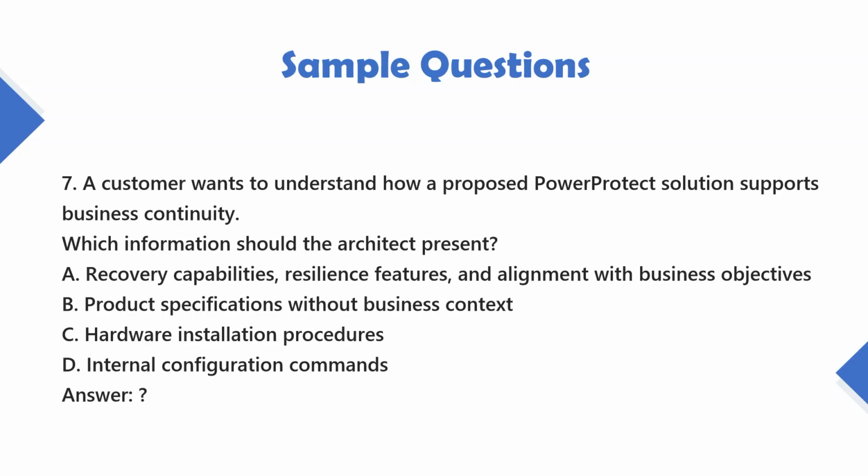7. A customer wants to understand how a proposed PowerProtect solution supports business continuity. Which information should the architect present? A. Recovery capabilities, resilience features, and alignment with business objectives. B. Product specifications without business context. C. Hardware installation procedures. D. Internal configuration commands.